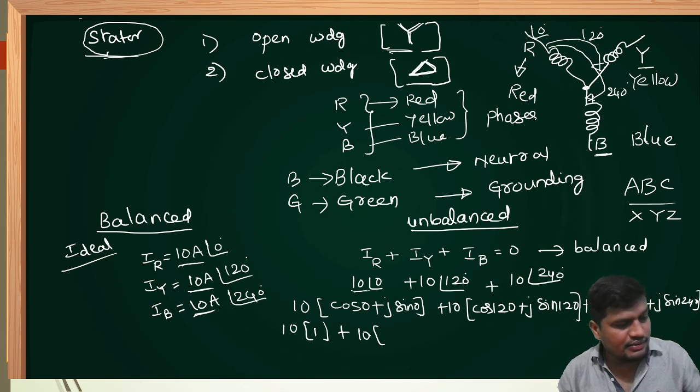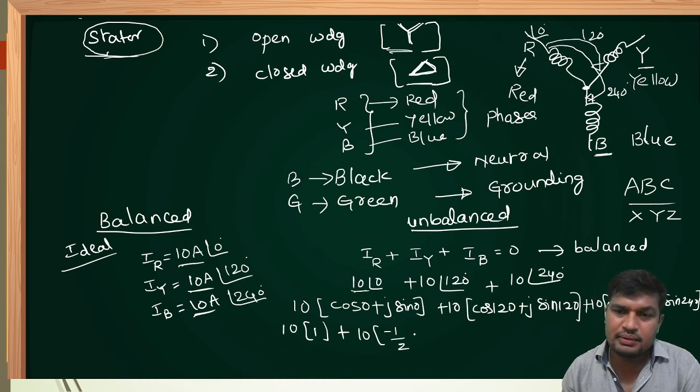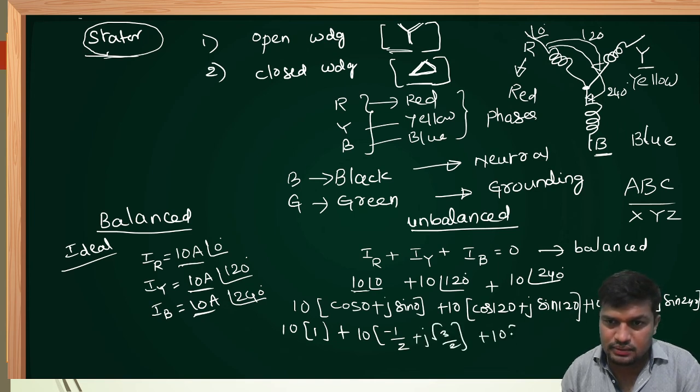Cos 90 plus 30 will become sin 30, but minus sin 30. Minus sin 30 is minus 1 by 2. Sin 120, sin 90 plus 30, which is cos 30. Cos 30 is j root 3 by 2. Plus 10 into cos 240. Cos 180 plus 60. Cos 60, that is 1 by 2.